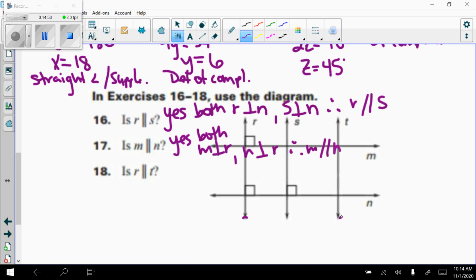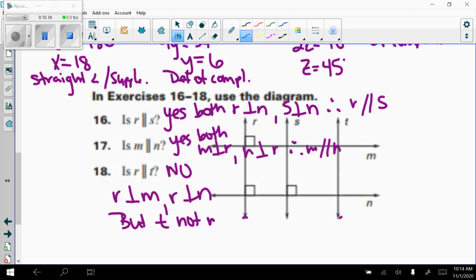Nothing is marked. I see that R is perpendicular to M and N, but T is not marked perpendicular to either of them. So do I have enough information to say that R is parallel to T? No, I don't. I know R is perpendicular to M, R is perpendicular to N, but T is not marked perpendicular to any of them. So I cannot assume that they are.